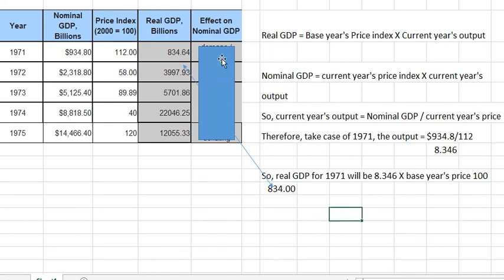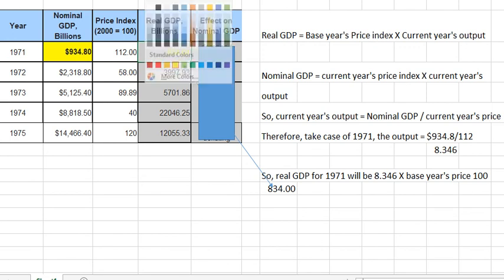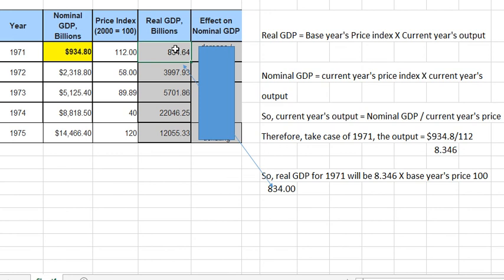And in that case, we have to comment now on what happened to each of those years. So for example, year 1971, the nominal GDP was 934.80, right? And for that year, the real GDP was 834.64. So we can see that for this year, the effect of this new real GDP we just calculated was indeed a decrease, or a deflating impact, over the nominal GDP, because nominal was 934 and real GDP was 834, so that's a decrease.